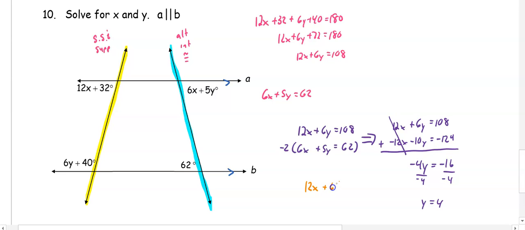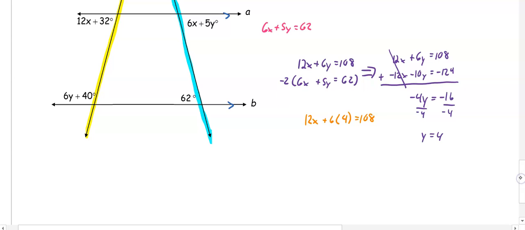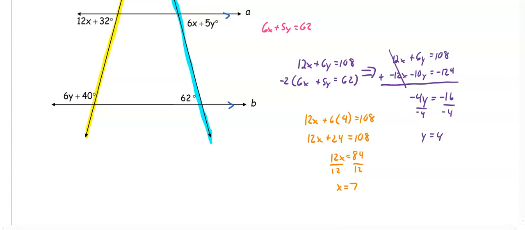So we have 12x plus 6 times 4 is equal to 108. 12x plus 24 equals 108. So we can subtract 24 from both sides. 12x is equal to 84. So when we divide by 12, x is equal to 7. So our solution here then is going to be 7, 4.